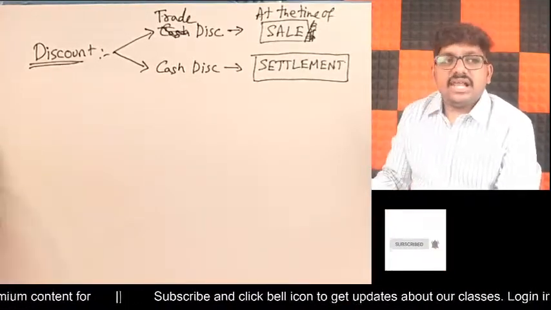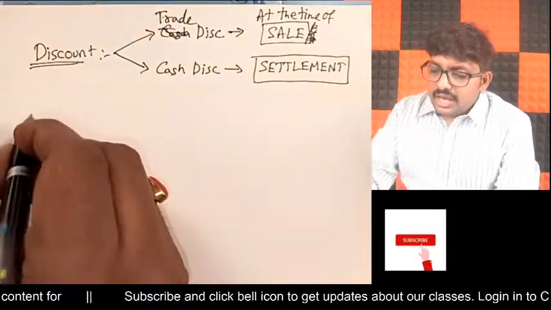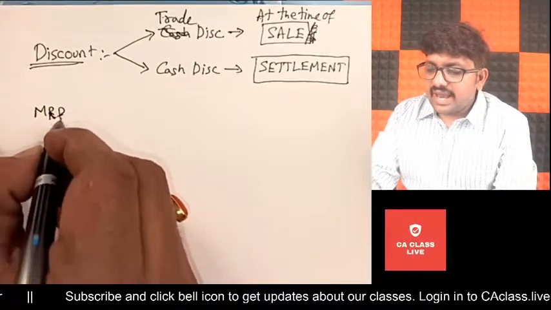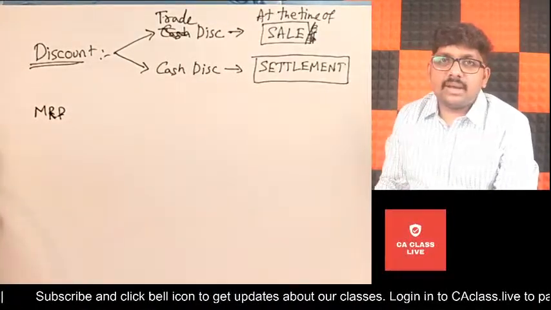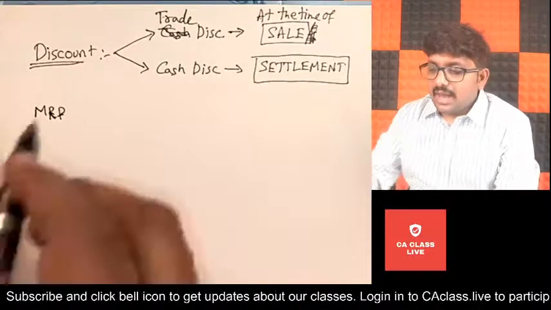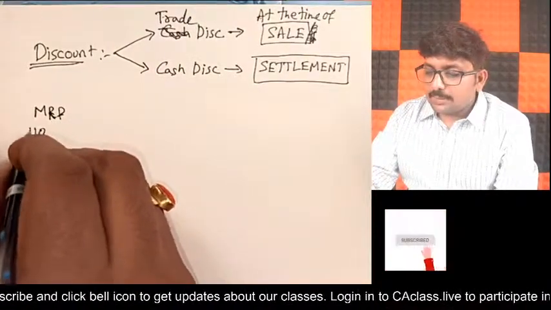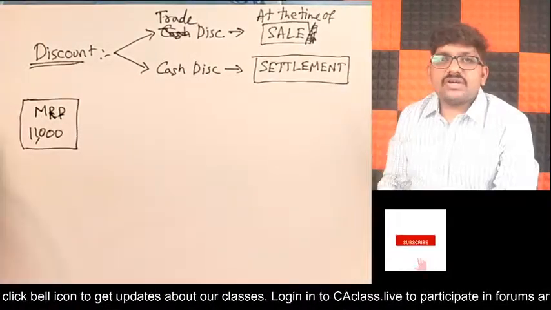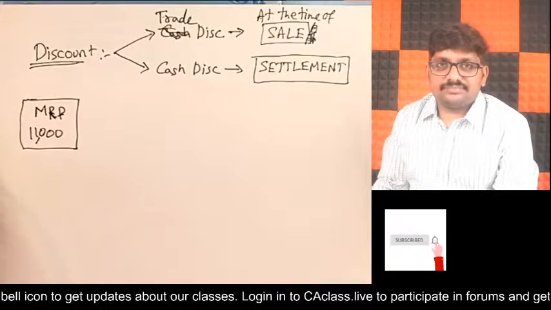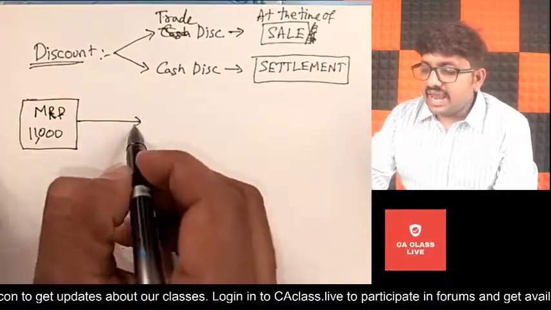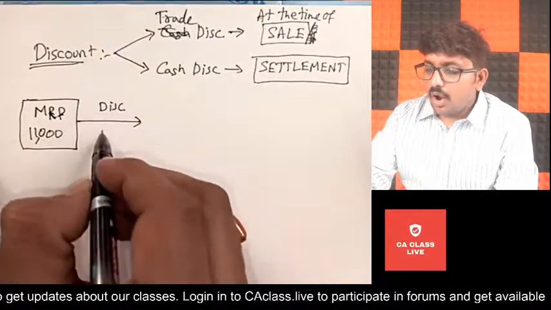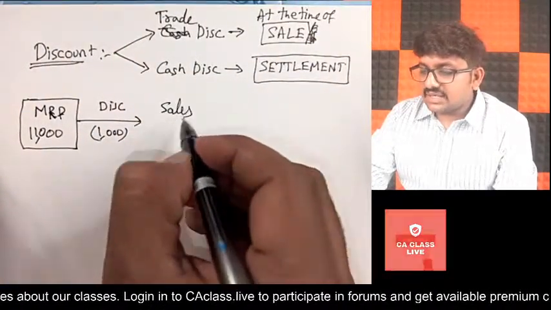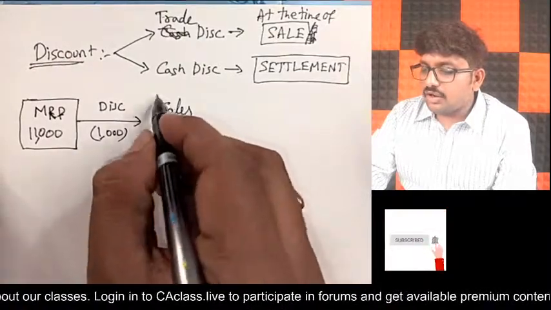Let me take an example, my dear friends. All of you know MRP. Just for us to understand this example, I am taking this. MRP is maximum retail price, not minimum retail price. Imagine there is a product on which the MRP mentioned is 11,000 rupees, but you gave a discount of 1,000, and you actually sold the goods for a value of 10,000.